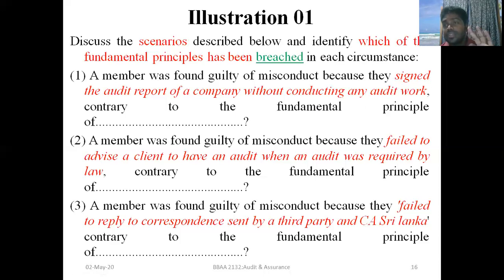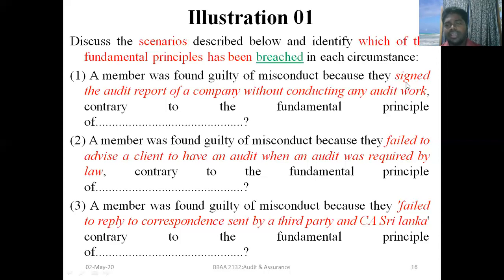What does objectivity say? The member should not involve any undue influence or conflict of interest. So that is something different. The two remaining are professional behavior and integrity. Integrity says the member should be straightforward and honest. Professional behavior means they have to properly adhere to all the laws and regulations. Sometimes you may be confused about these two. Professional behavior or integrity, which one is the most appropriate?